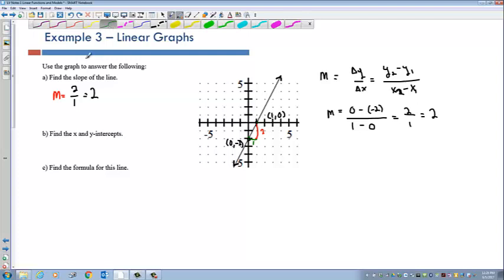X-intercepts and y-intercepts, I already found these actually. They were the nice points. So for the x-intercept, that's right here. And so that would be (1, 0). And then the y-intercept, of course, is along the y-axis, which is right there. And that's (0, -2).